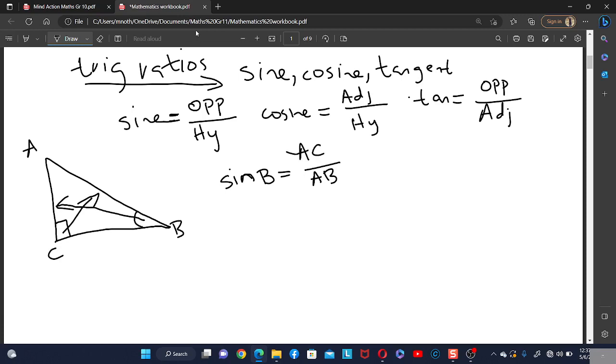Right? Now, what if we're saying sine A? Now we are talking about this angle. We always know that the hypotenuse side is the one that is opposite to 90 degrees. In this case, it's the same one. And now, because we are talking about angle A, the opposite side now is BC. This is the opposite side.